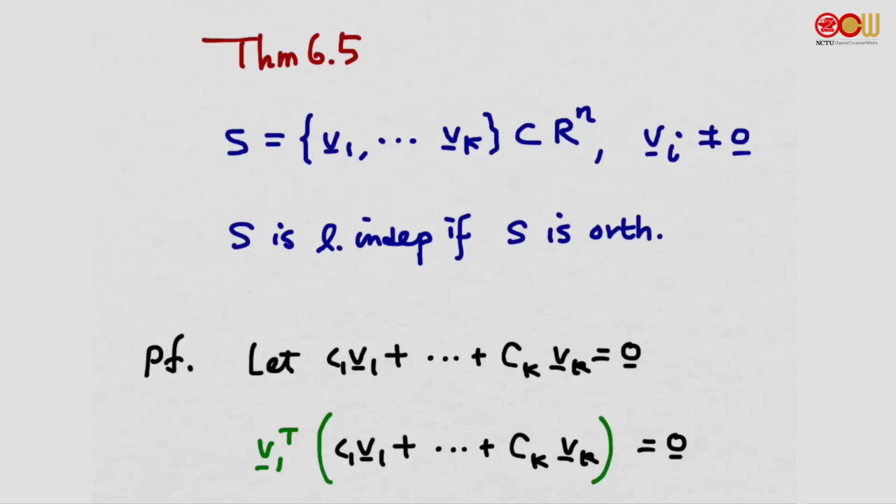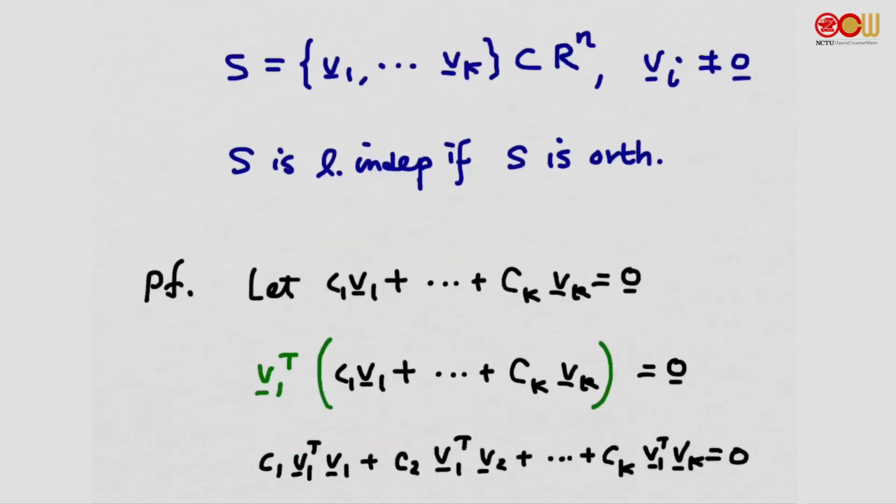And this expression, by theorem 6.1, we know that if we have a dot product of one vector and a sum of vectors, we can split it into a sum of k dot products like this. C1 V1 transpose V1, C2 V1 transpose V2, all the way to CK V1 transpose VK. Well, there are k terms here, right?